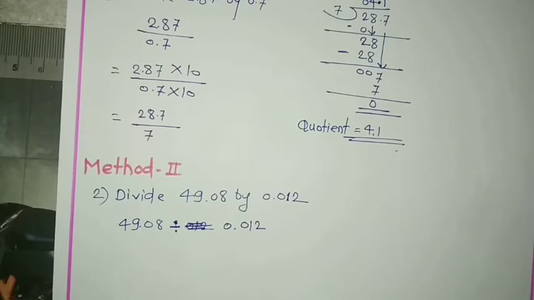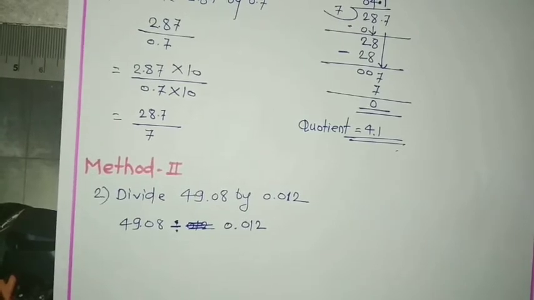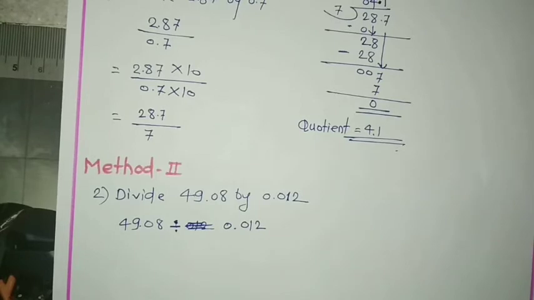So method second: divide 49.08 by 0.012. So we have to solve this example, division of a decimal number by a decimal number. The second method for this type of example is to move the decimal point of the divisor to the right until it becomes a whole number, and move the decimal point of the dividend by the same number of places to get a whole number.